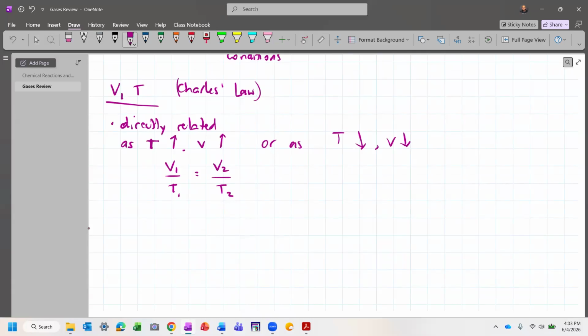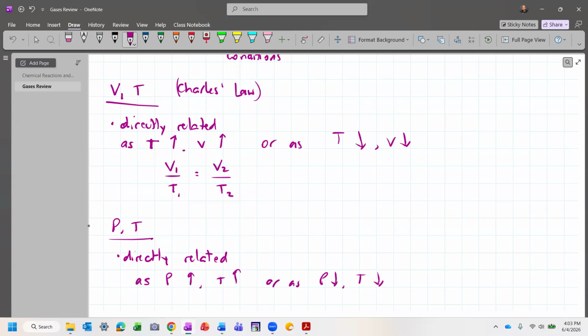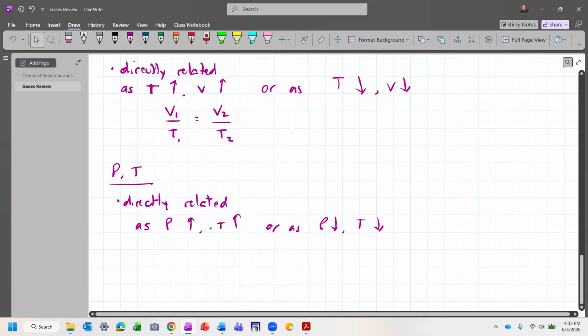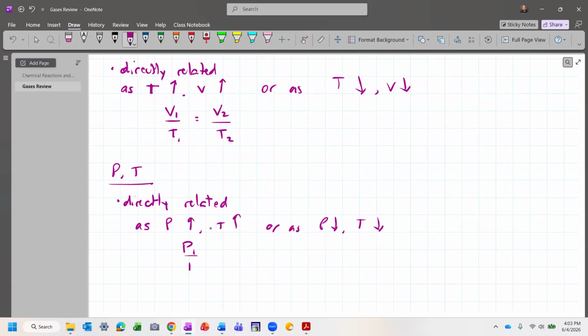We also can have the pressure temperature relationship, the PT relationship. This is also a direct relationship, so these are directly related. In other words, as pressure goes up, temperature would go up, or as pressure goes down, temperature should go down. And we can express those mathematically as P1 over T1 equals P2 over T2, just like the VT relationship.